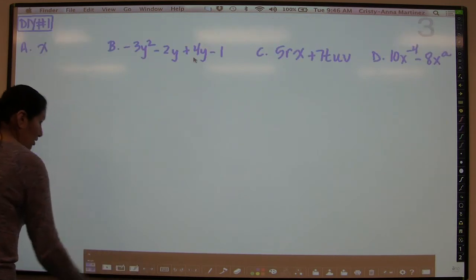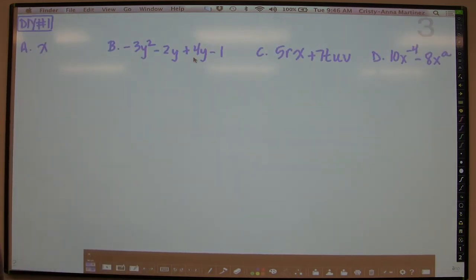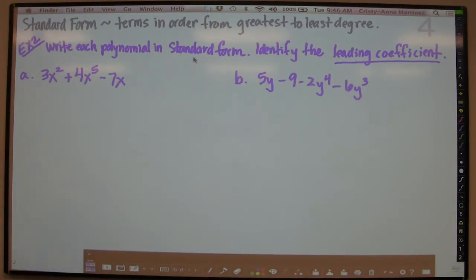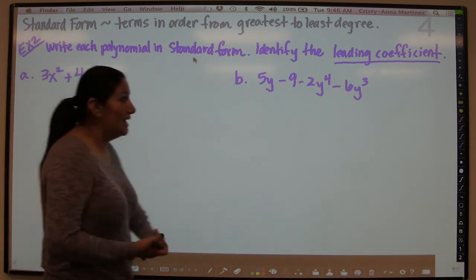And now we're going to let you do these little guys on your own before we move on to standard form. We kind of hinted at that in part D of the first example. Standard form is when you put the terms of the polynomial in order from greatest degree to least degree, but also you want to combine any like terms before you do that. When you have something in standard form, the very first term is what we refer to as the leading coefficient.